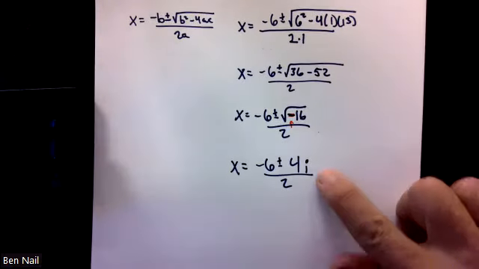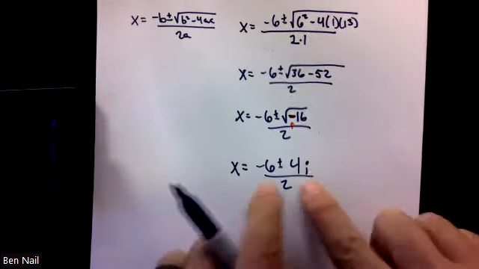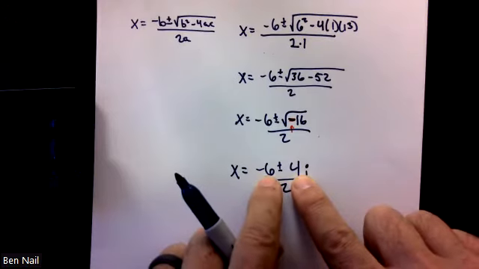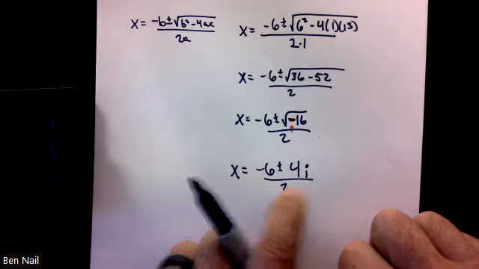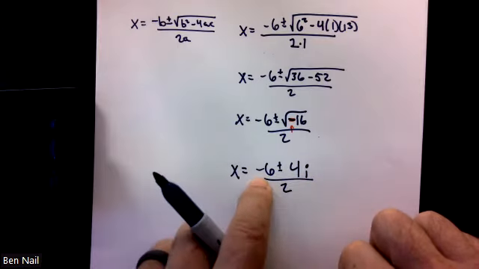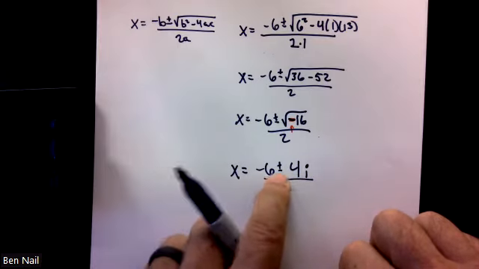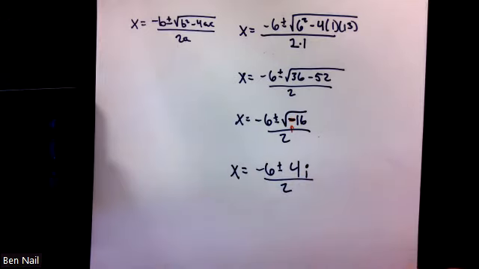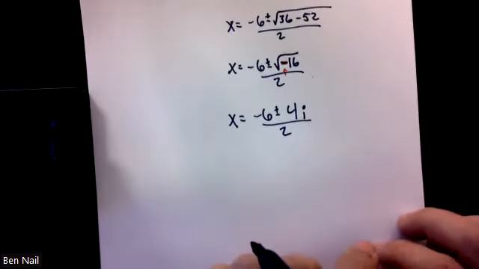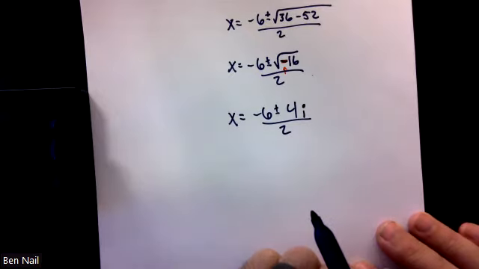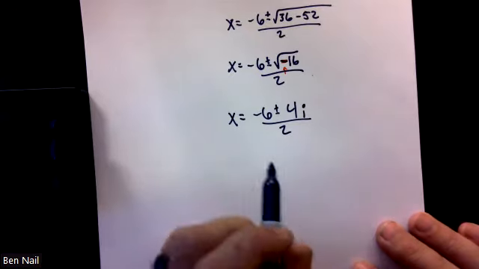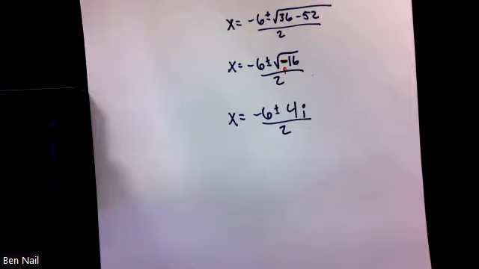When you have an imaginary portion, these two things are not the same. In fact, these three things are not the same. This is real. This is real. This is imaginary. I cannot add negative 6 plus 4i and simplify that. That doesn't simplify. So I can't make this a negative 2i. That doesn't work.